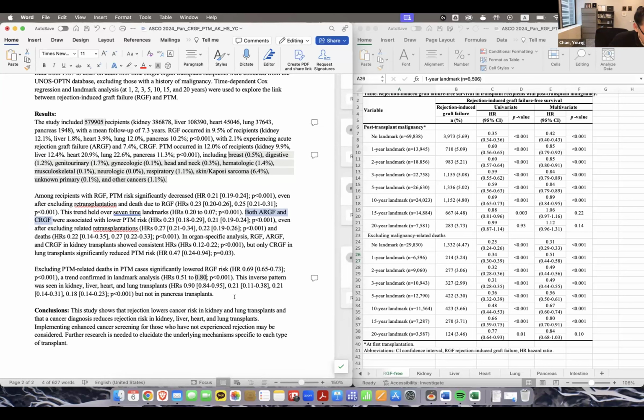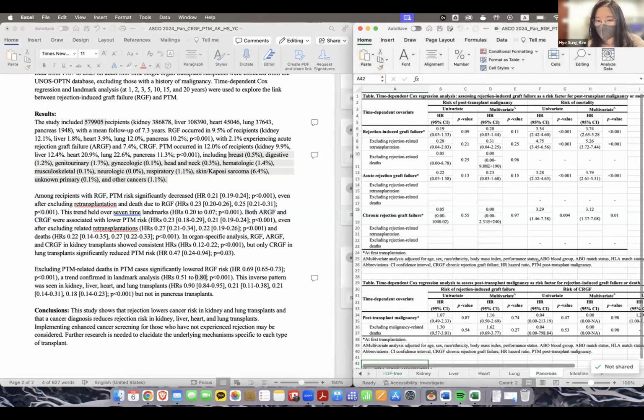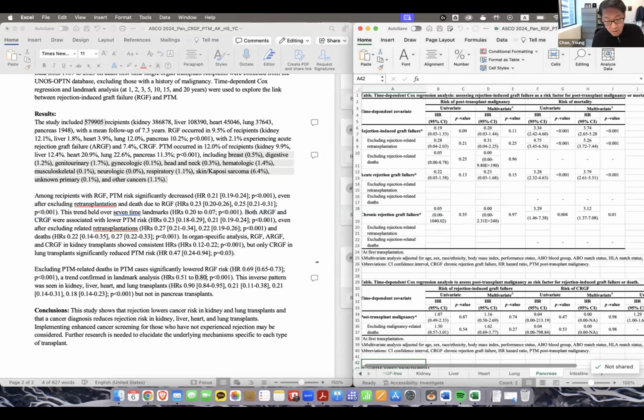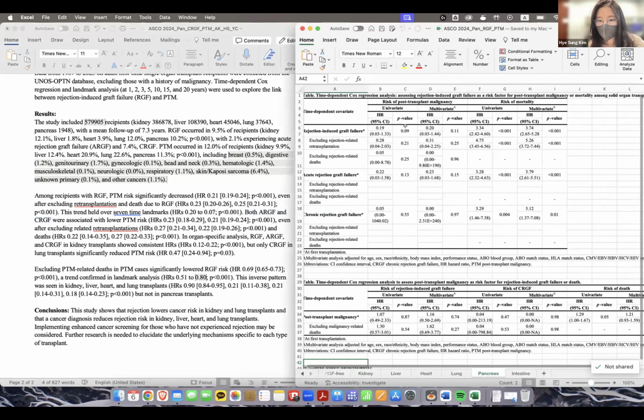Excluding PTM-related death in PTM cases significantly lowered combined graft risk, a trend confirmed in landmark analysis. This inverse pattern was seen in lung transplant, but not in pancreas transplant. Maybe because of the small sample size? Perhaps. This is what we have for pancreas. It's pretty much all insignificant. The total number is 1928 for pancreas.